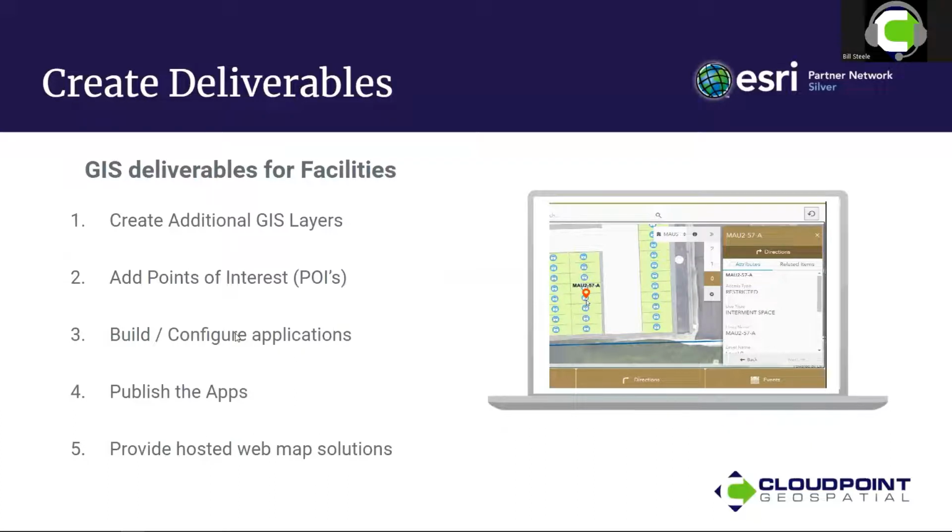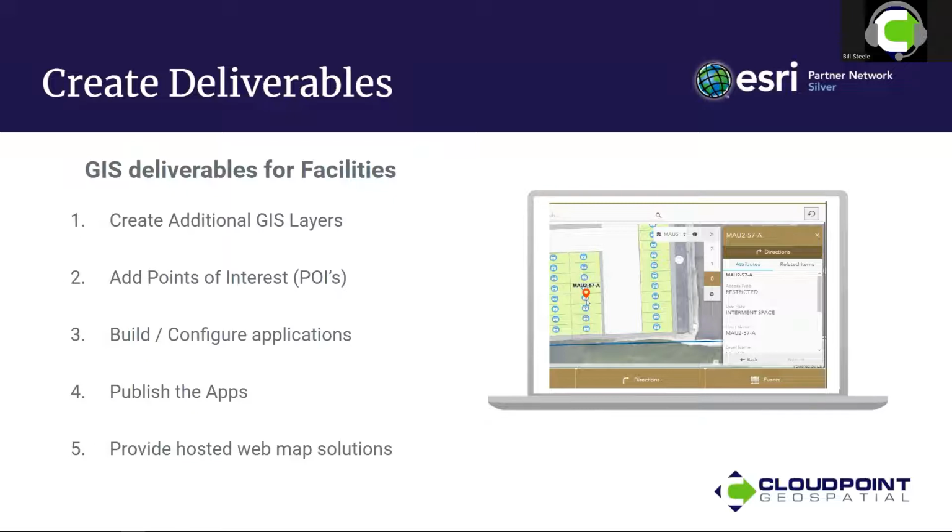Finally, we're going to create the deliverables. What do you actually get as a deliverable, the finished product? What are we looking for? What are we going to get out of this? In this case, we're going to have the option so we can create additional GIS layers, whether that's for asset management or other functions. But points of interest is really critical. And you can see here on my map on the right-hand side, I've got a collection of points of interest here, building entrances, security cameras, things like that. Those are all considered what I call POIs, points of interest.